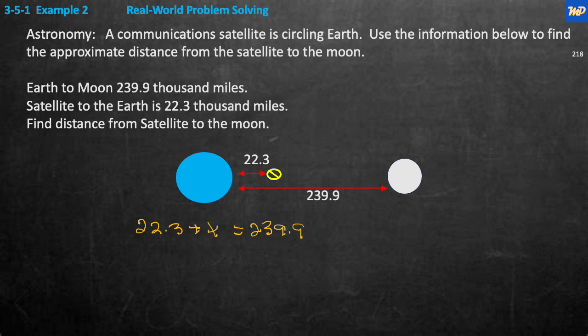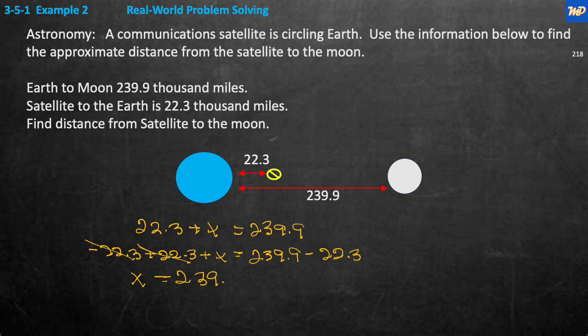And if we do that, we're going to have to move the 22.3 to the right-hand side. And so I'm going to say negative 22.3 plus 22.3 plus x is equal to 239.9 miles minus 22.3. And then when we resolve this, these cancel, and we get x equals 239.9 minus 22.3, and we'll find that x will equal 218 miles.